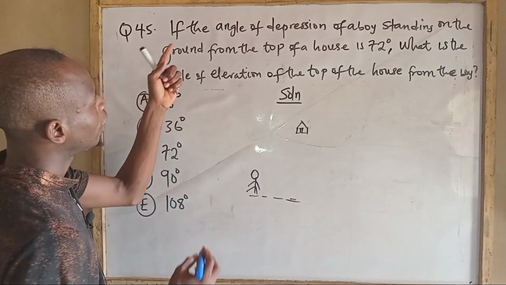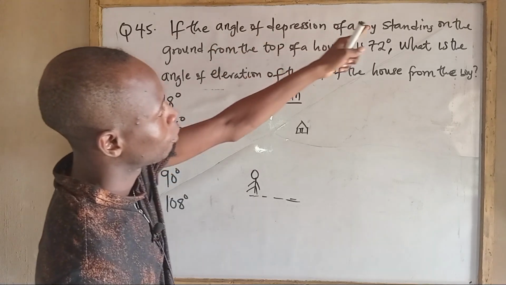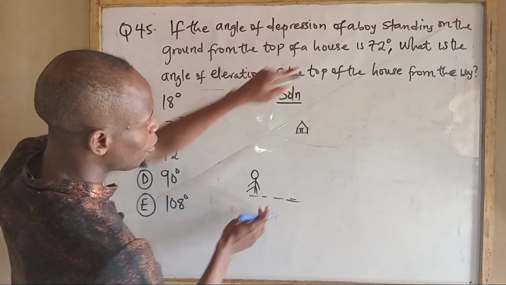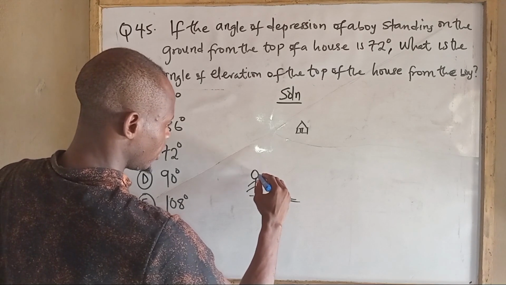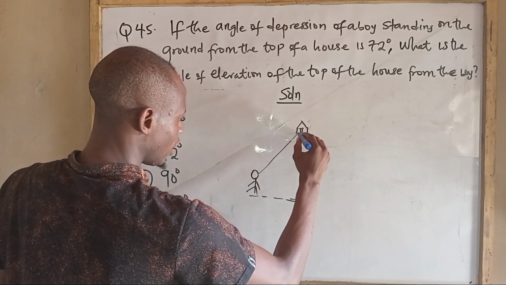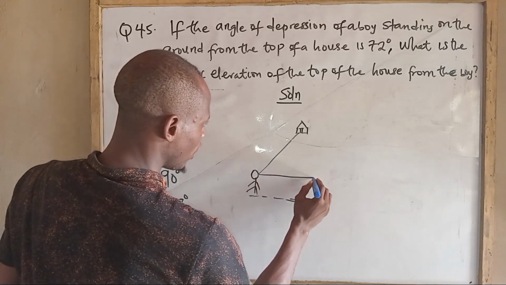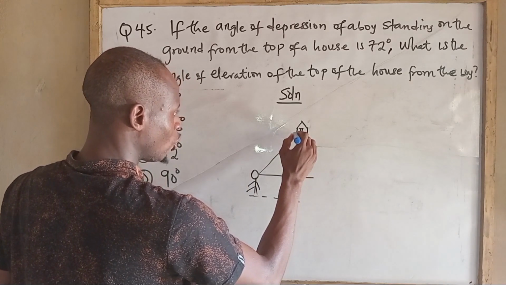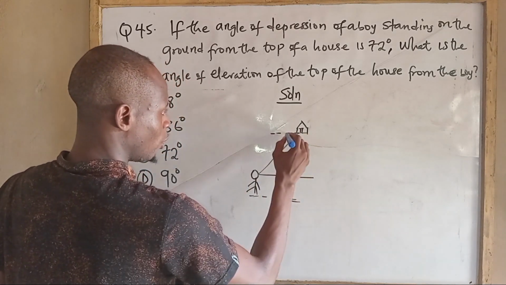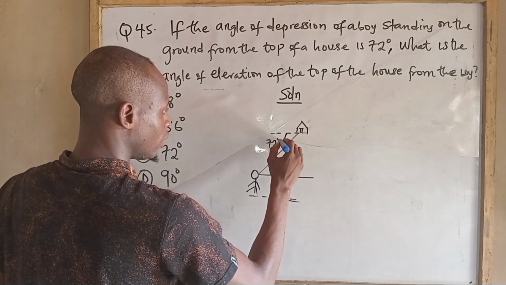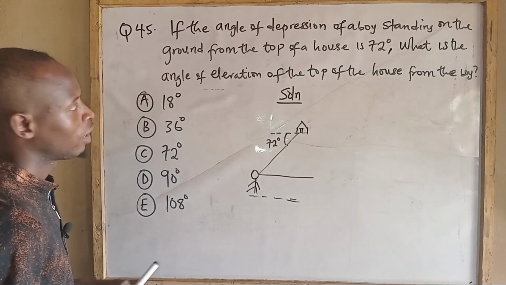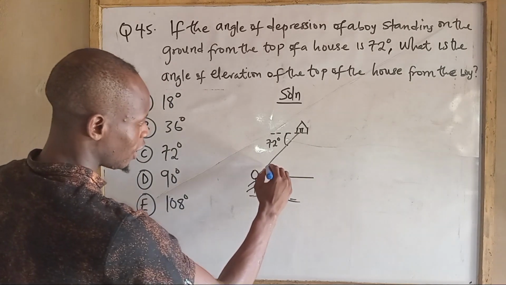Okay. So we are now told that if the angle of depression of a boy standing on the ground from the top of a house, look at, sighting the house like this. Of course, this is the ground level going this way. So the angle of depression from the top of this house, we are told that is what? 72 degrees. Okay. What is the angle of elevation? This is the angle of elevation.